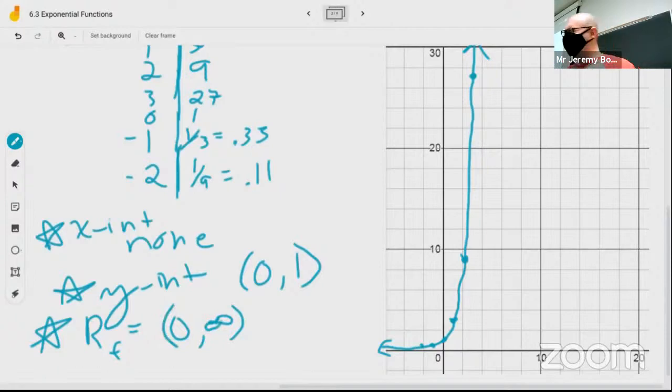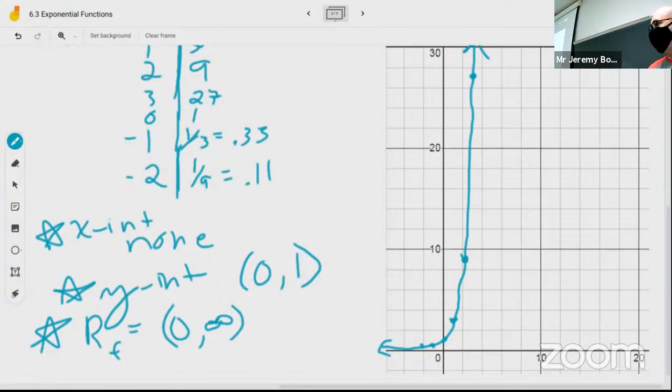We don't include the 0. There's a horizontal asymptote happening there. So it keeps getting closer and closer to 0, but it's never actually equal to it. So the range is going to be from 0 to infinity, not including the 0. I think that's everything we can get from that.